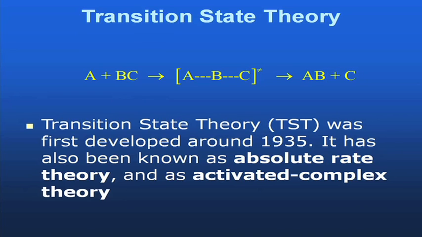So, let us start with the transition state theory, that a simple reaction A reacting with BC producing AB plus C, maybe say an atom exchange reaction. It is going via an activated complex, or via a transition state. That is why it is called the transition state theory, or TST, and it was first developed around 1935. It has also been known as absolute reaction rate theory, and also as activated complex theory, although these two names are outdated now, and the term transition state theory is used nowadays.